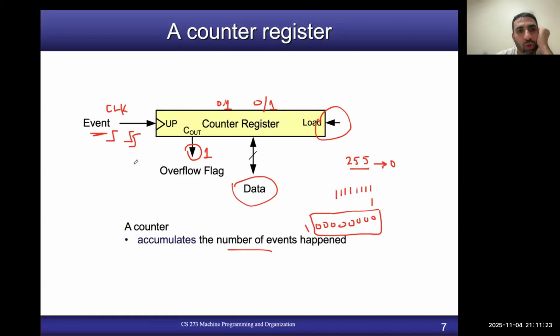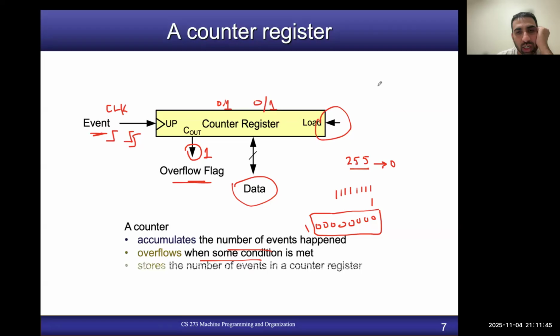Unless there is an overflow. Because if there is an overflow, it is basically the 256th event, but the register value will be set equal to 0, and you can detect it by looking at the overflow flag. So it overflows when some condition is met, depending upon the size of the register. It stores the number of events in a counter register. Any questions?